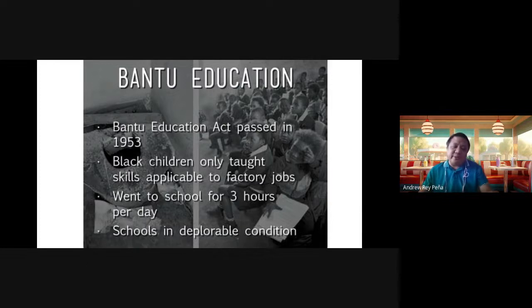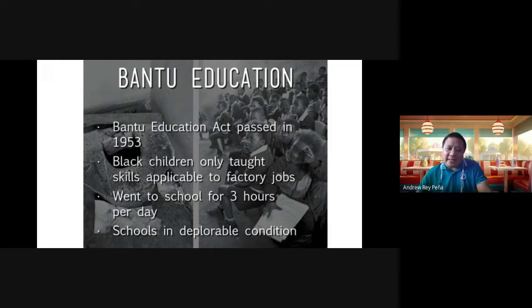So the Bantu Education Act was passed in 1953, and black children were taught only skills applicable to factory jobs. Okay, they were not taught better skills. And school was only for 3 hours.